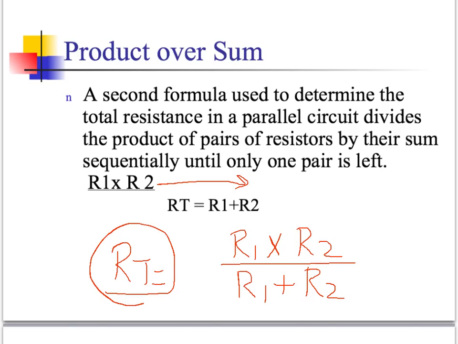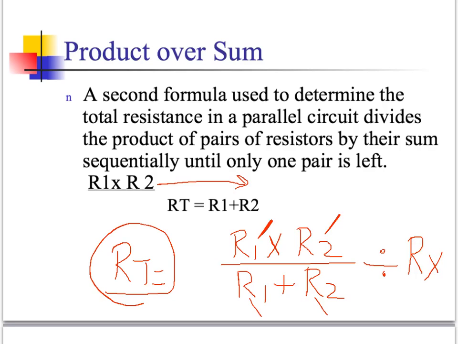So what we're going to do is take R1 and R2 and multiply them together, and then of course this line means division, so we're going to divide that answer by the same value R1 added to the value of R2, and that will give us a new resistor value which we can just call Rx.